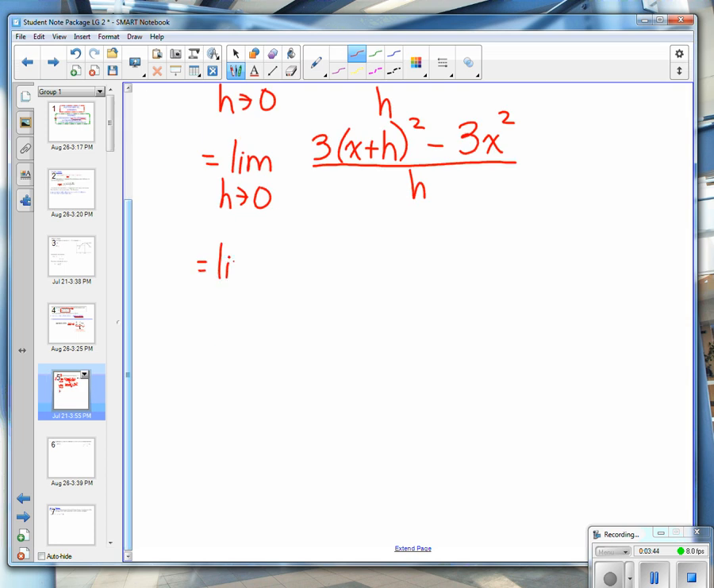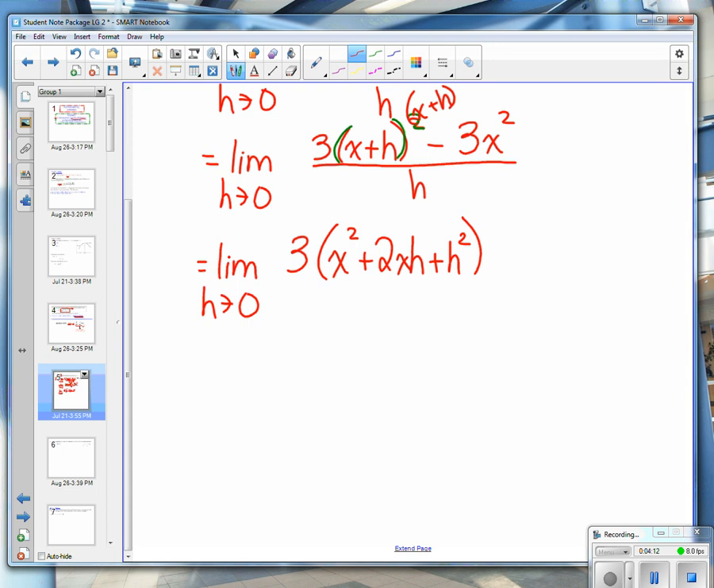Next, we're going to try and simplify this. Now obviously I've got x plus h being squared. That means that I'm going to need to FOIL this out. I'm talking this guy right here. So basically, I've got 3 times, and if I FOIL that, just taking some shortcuts here, think of it like x plus h times x plus h. That's just going to become x squared plus 2xh plus h squared minus 3x squared all divided by h.